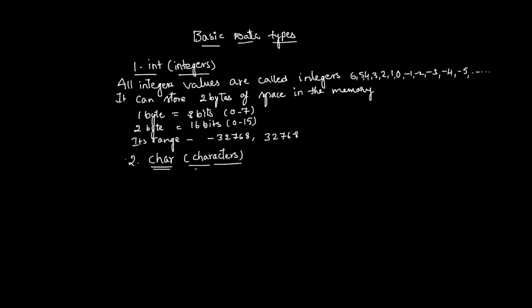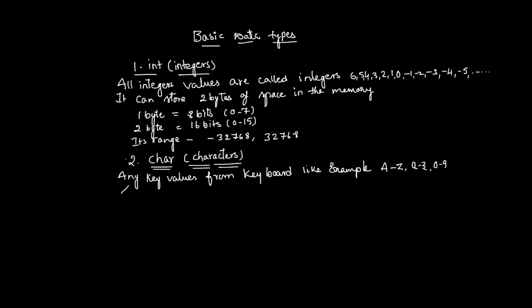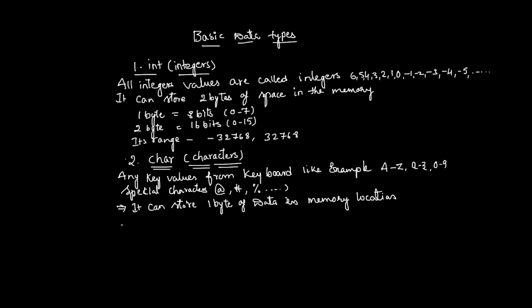Characters. Any key values from the keyboard, for example A to Z, like capital letters, small letters, integers 0 to 9, special characters, and so on. It can store 1 byte of data in a memory location. Its range is -128 to 127.